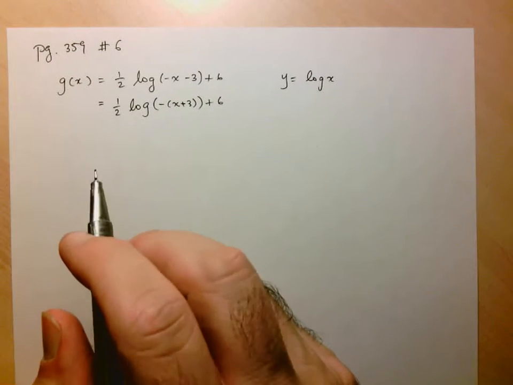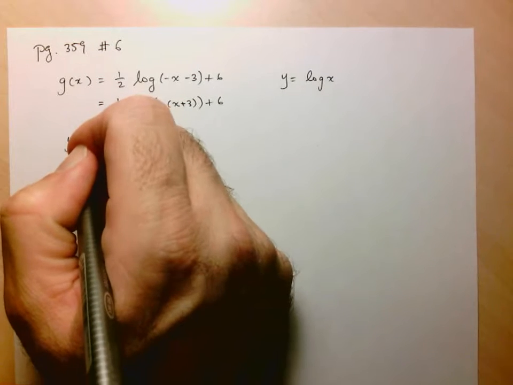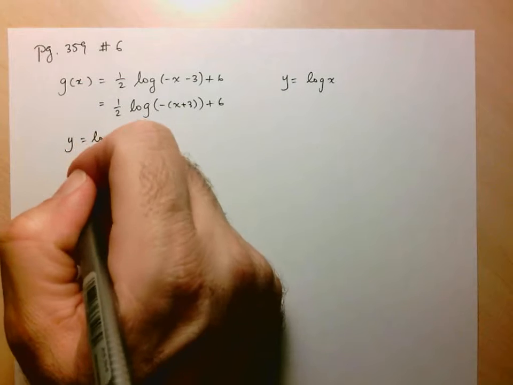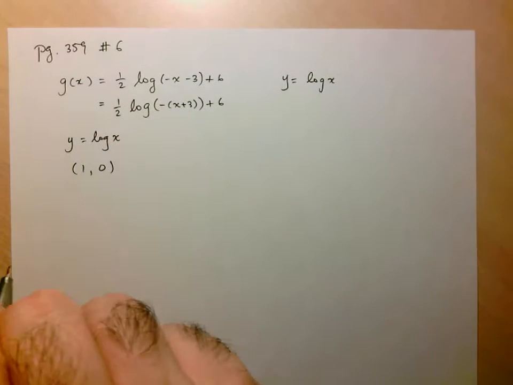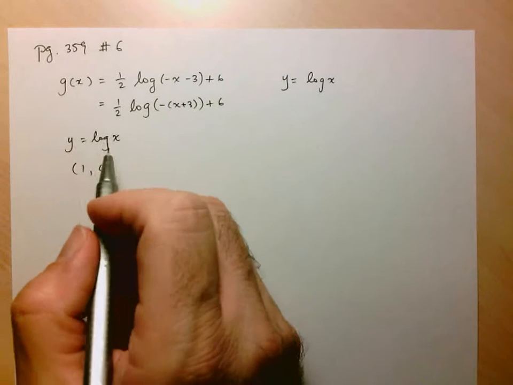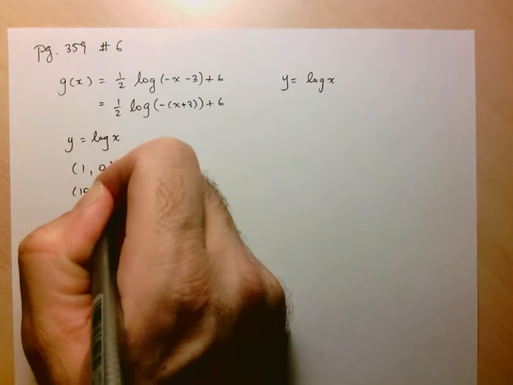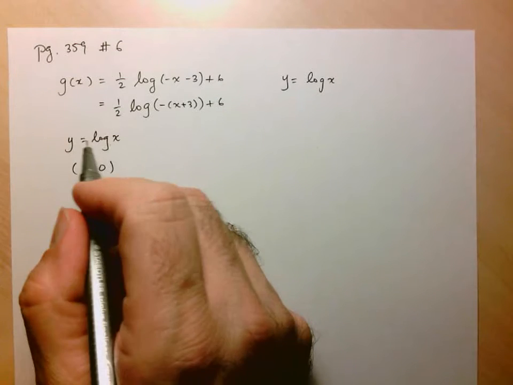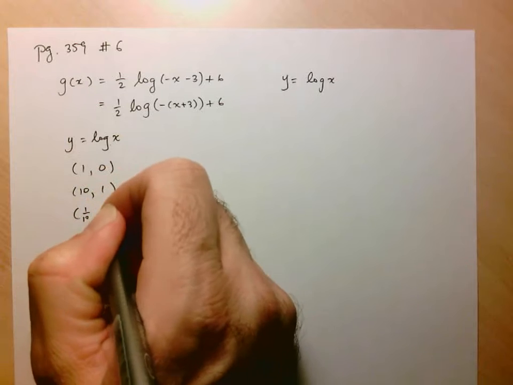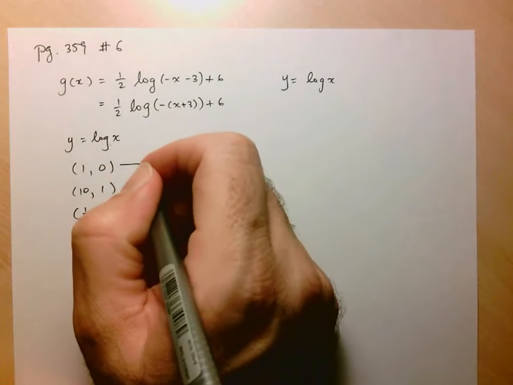The way I suggest doing these graphs is to start off with 3 nice points on your parent function. You always are going to want to take 1, 0. At this point, hopefully you can figure out what the other 2 points are going to be. 10 exponent 1 is 10, so when x is 10, y is going to be 1. And 10 exponent -1 is 1 over 10, so 1 over 10, -1. Now we're going to transform these.